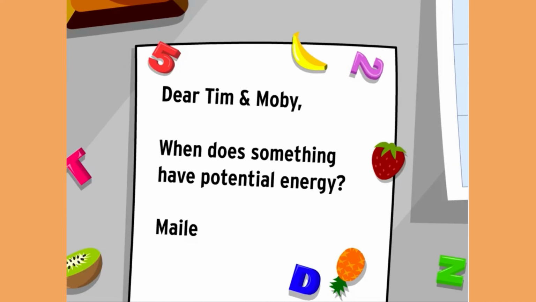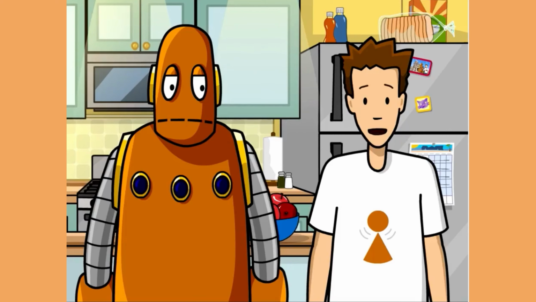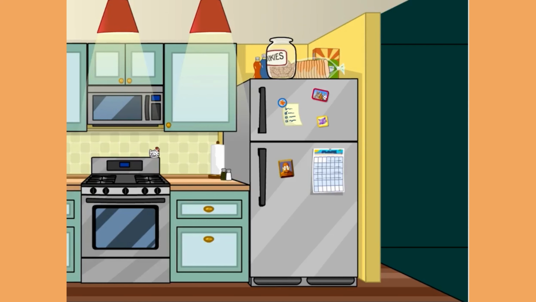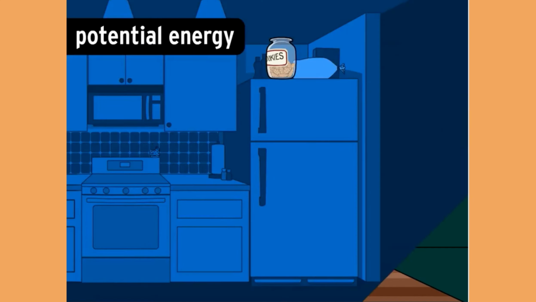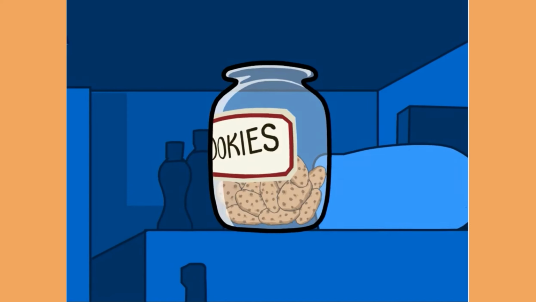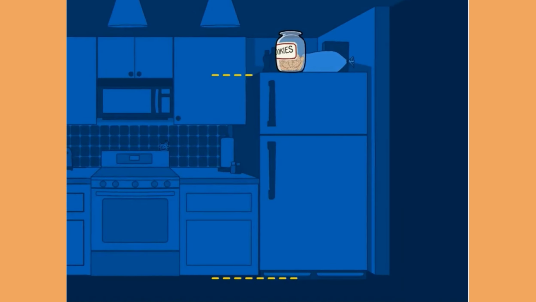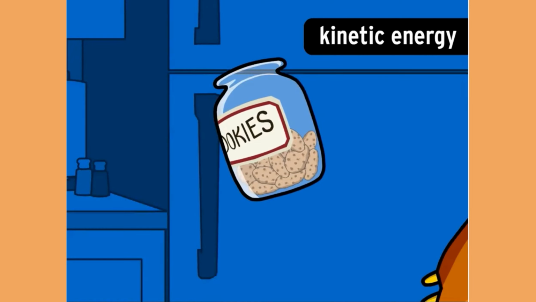Dear Tim and Moby, when does something have potential energy? From Miley. Well, that jar had potential energy before Moby knocked it over. When an object has the potential for movement, it has potential energy. It's a form of energy that's stored in an object because of its position. If an object's position is unstable, it has the potential to move. If the object does move, its potential energy is converted to kinetic energy. That's the energy of motion.